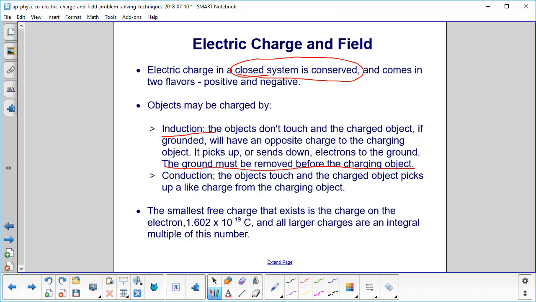Conduction, the objects touch, they contact each other. Okay, so a good way to remember it: conduction, contact. The charged object picks up a like charge from the charging object. The smallest free charge that exists in nature is the charge on the electron, 1.602 times 10 to the minus 19th coulombs, and typically for problems we just use 1.6, and all larger charges have to be an integral multiple of this number.